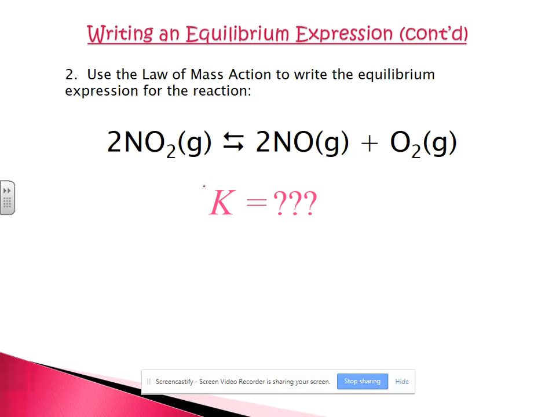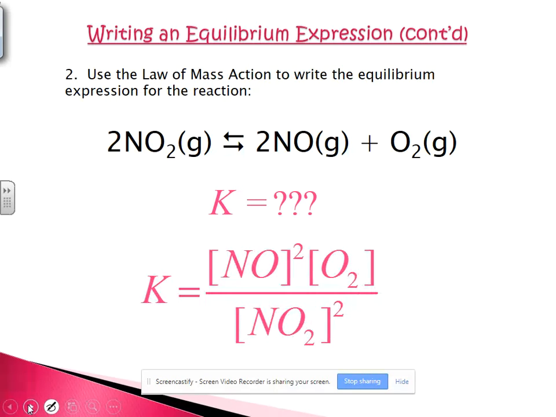So let's take a look at this one. We're going to talk about how to use the law of mass action to write the equilibrium expression, and then solve again for K on this one. So we want to write our equilibrium expression. These are all gases, so you could write it in terms of concentration, or you can write it in terms of pressures. It just really depends on your data here.